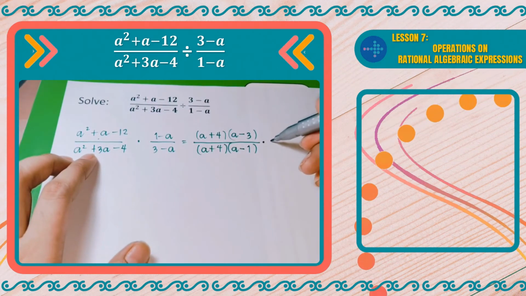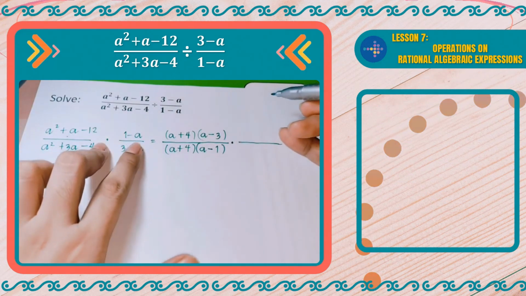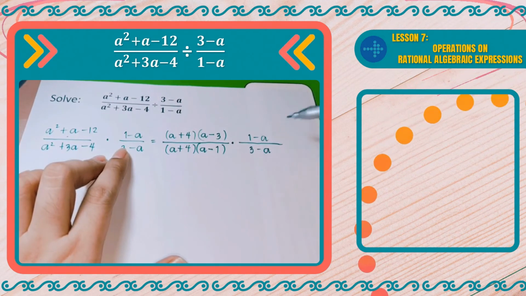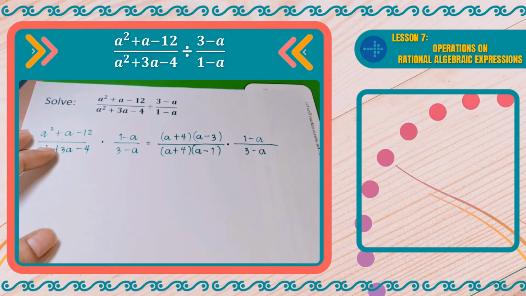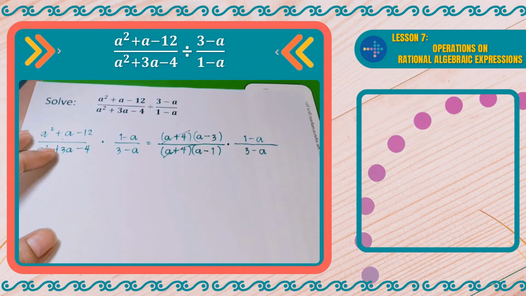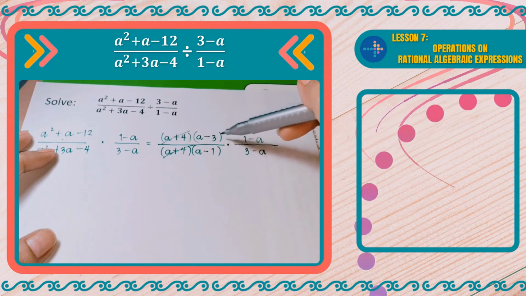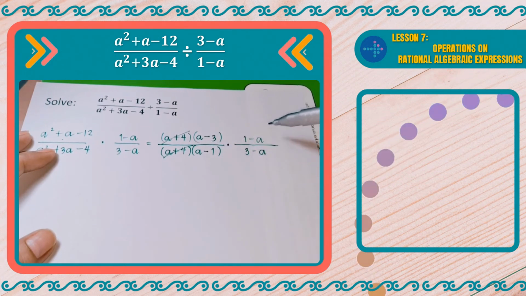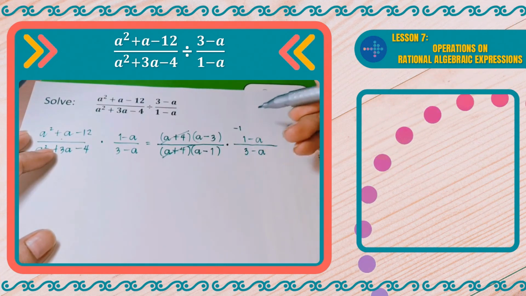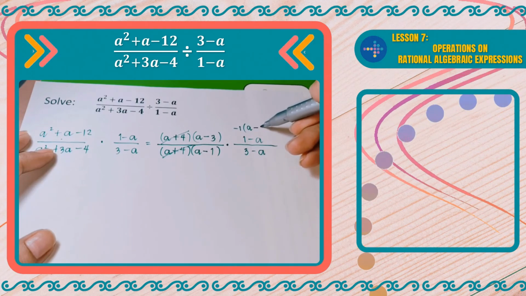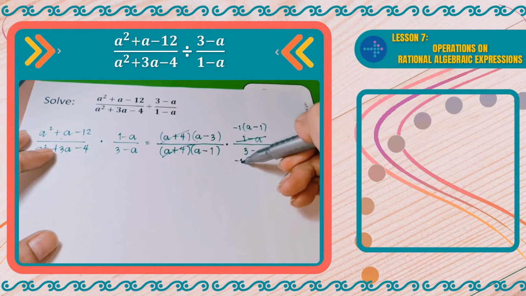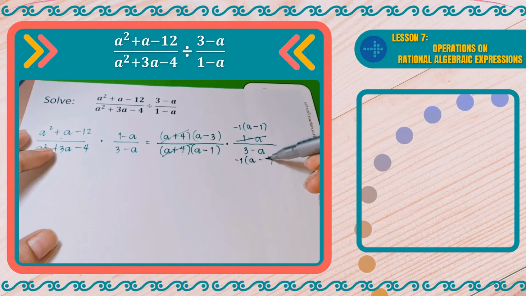Then, for the other expression, 1 minus a, it is prime. Then, 3 minus a is also prime. Then, cancel common factors. So, we have a plus 4 common to the numerator and the denominator. Then, as you can see, a minus 3 is related again to 3 minus a, and a minus 1 to 1 minus a. So, for 1 minus a, if we factor out negative 1, it becomes a minus 1. Then, for 3 minus a, if we factor out negative 1, it becomes a minus 3.